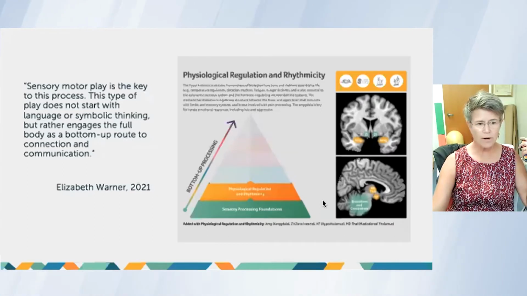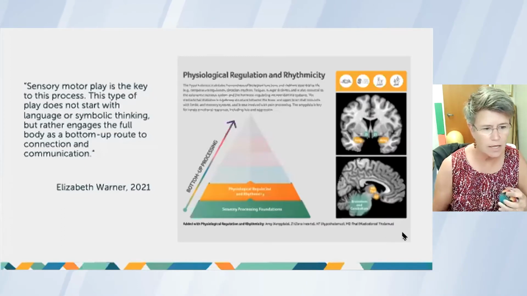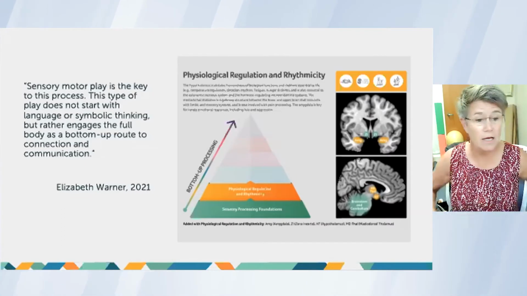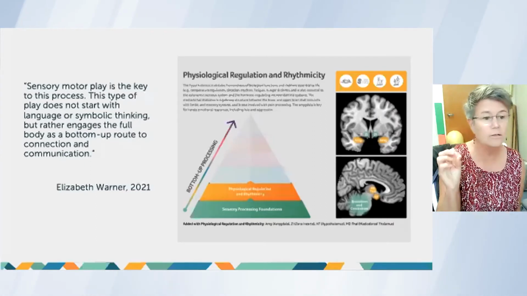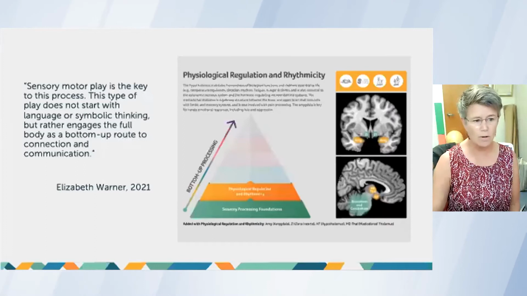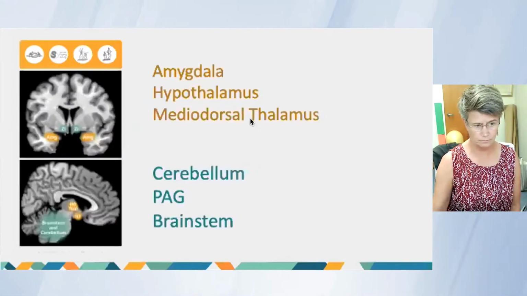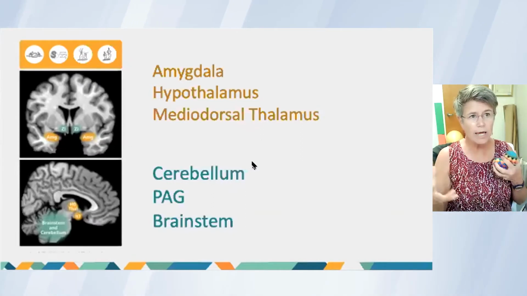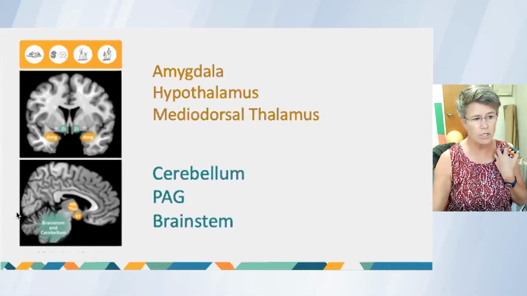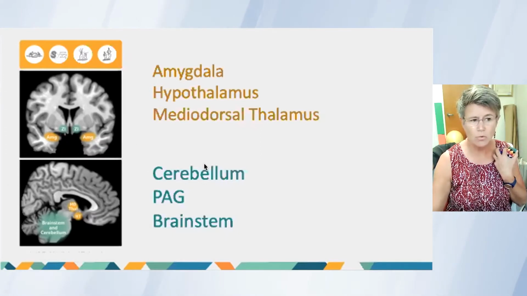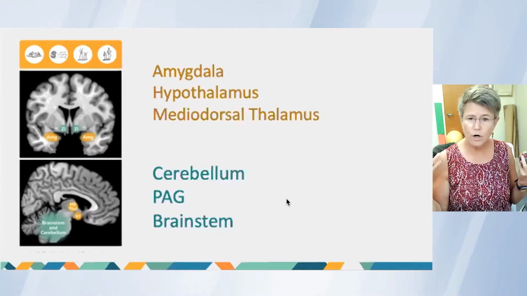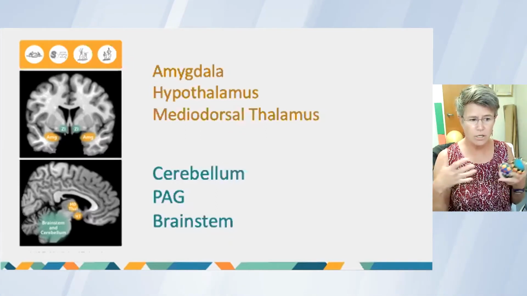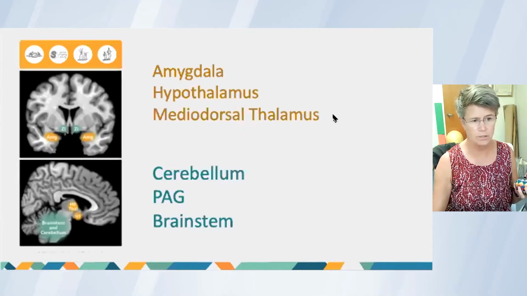So our rhythms and rhythmicity start to engage the amygdala as well as the hypothalamus and the medial dorsal thalamus. And so these are really lower brain structures. In addition, because we're engaging the sensory systems, we're also engaging the brainstem and the cerebellum. So when we're working with rhythms, we're creating some activation and coordination in these lower brain centers.